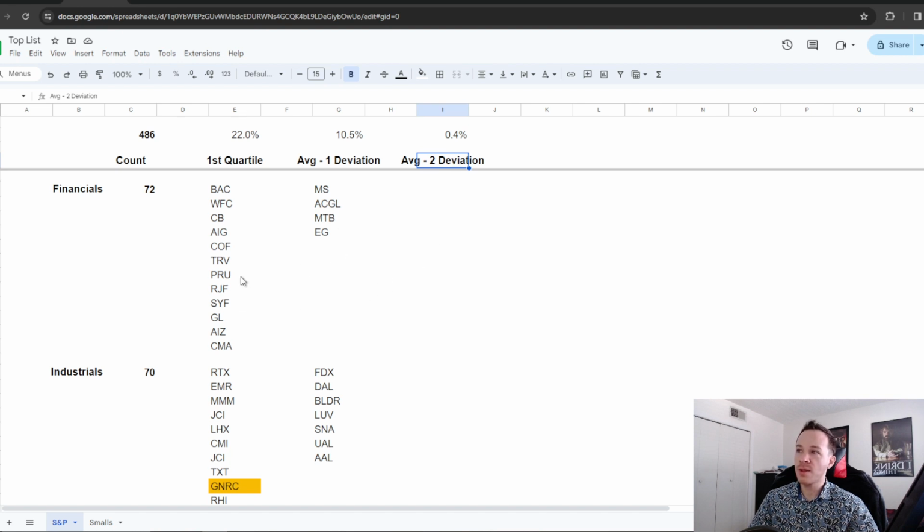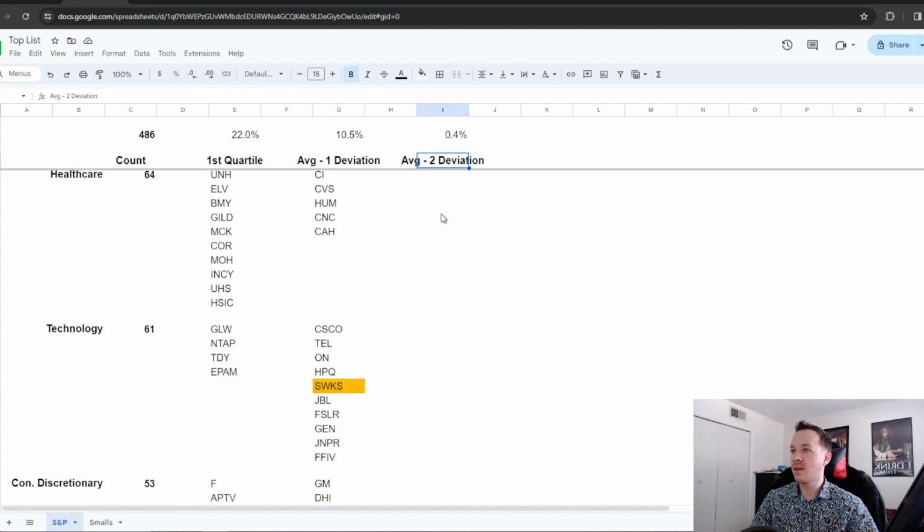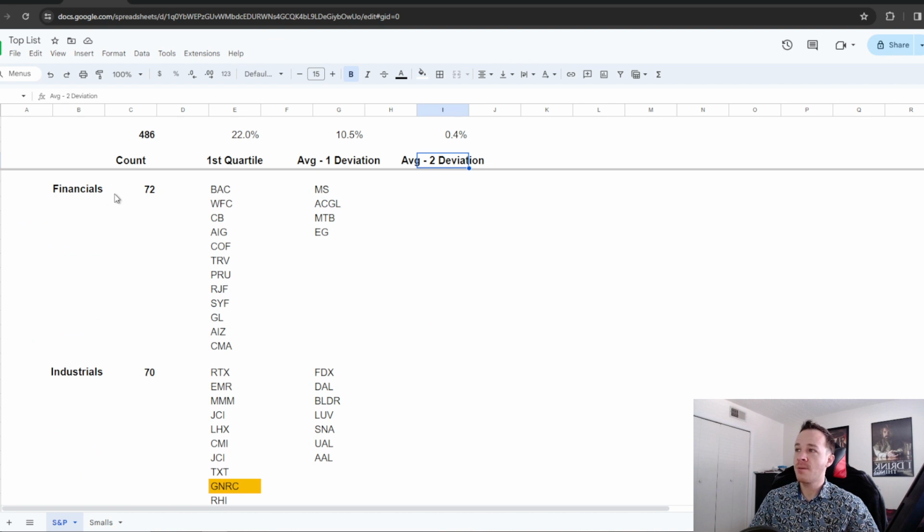Now, it's worth noting that if something falls in the average -1 standard deviation category, that means it is in fact also in the first quartile category too. It's just actually a little bit better than that. And then likewise for the second deviation category, though there aren't a lot of companies that actually fall into that in this particular analysis. Now I do list here also the number of companies that are in each of those samples, and this is after I've already gotten rid of some of those outlier companies.